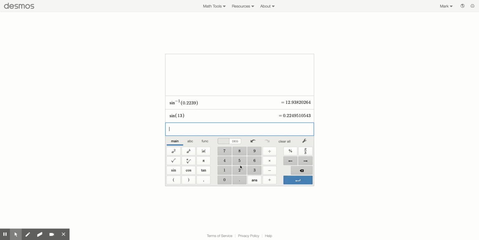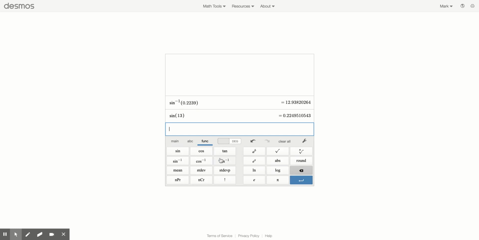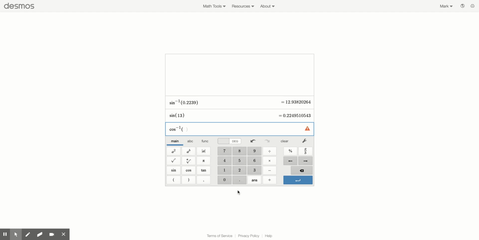Okay, if it was the cosine of the angle, I could do cos inverse. The cosine was 0.7735. What was the angle? The angle was 39.3 degrees. Again, I could just check myself. The cosine of, I'm going to round that off to 39, is 0.777. So it's a little bit off, but close enough.